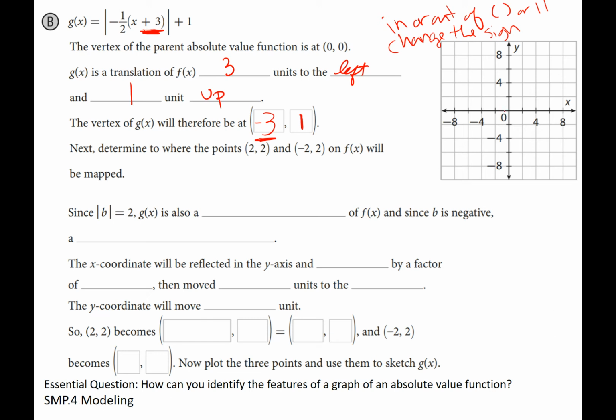So I'm going to go out negative 3, and again, it's scaled by 2. So 1, 2, 3, and sorry, I made the mark. And then I have to go up 1. So there's my point. Okay.